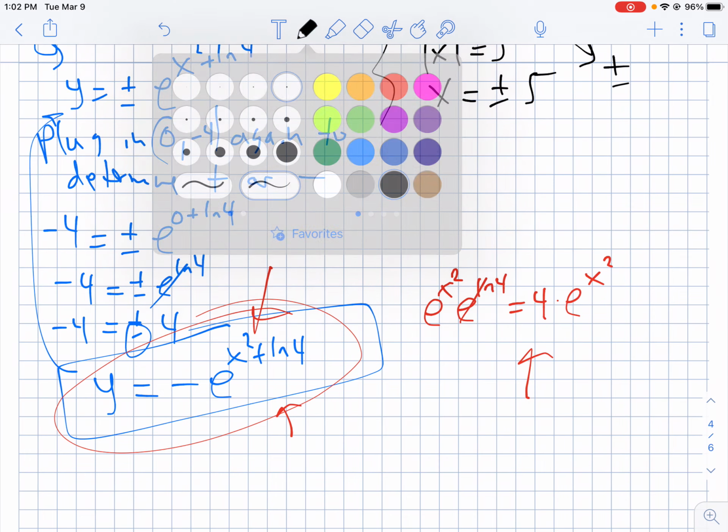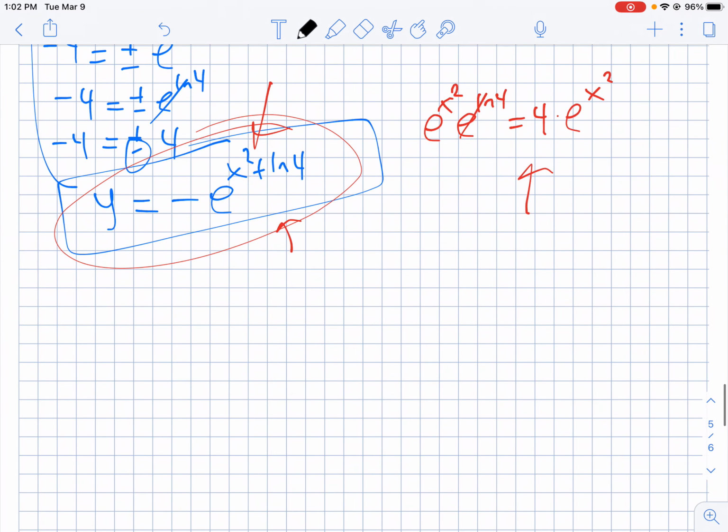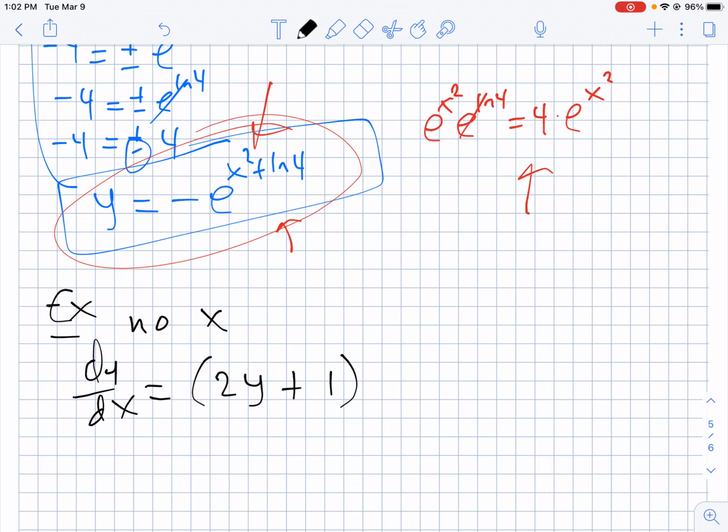Okay. So let me show you just one more example like this. This one's a little weird because I'm going to give you one with no x in it. So a lot of you guys, you want to take x's out of your life, so you might end up with something like this: dy/dx equals 2y plus 1. And you might be confused because there's no x in this equation.